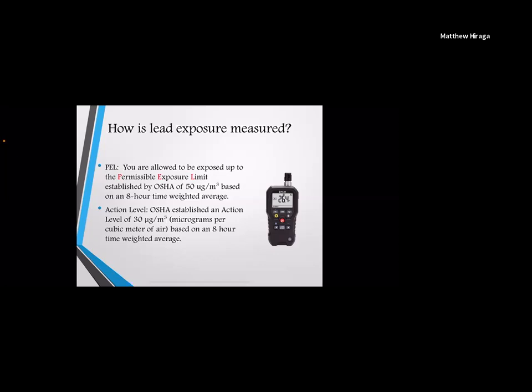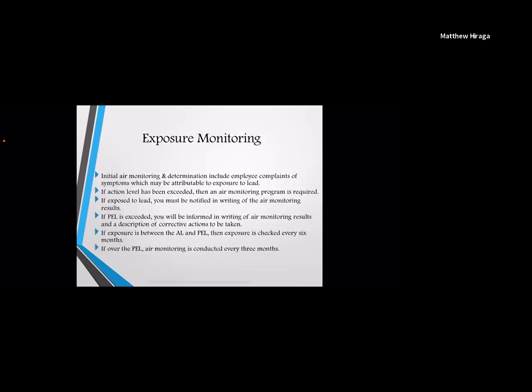And then exposure monitoring. Initial air monitoring and determination includes employee complaints of symptoms which may be attributed to exposure to lead. If action level has been exceeded, which is 30, then the air monitoring program is required. So if you've ever exceeded 30 micrograms on any job site, then you have to do air monitoring, whether you're hiring a third-party hygienist or you're doing OSHA's or your own personal sampling.